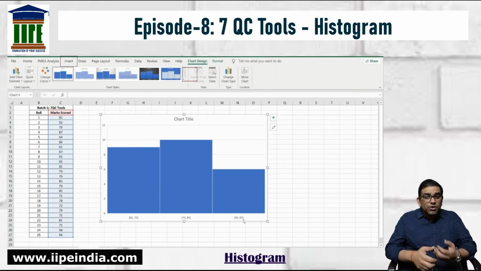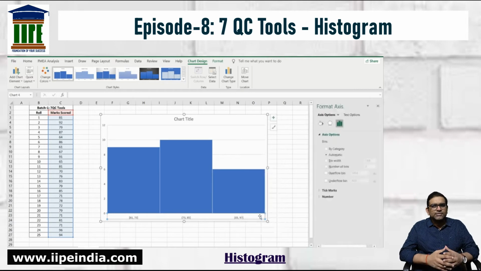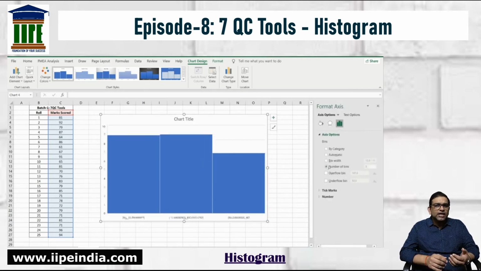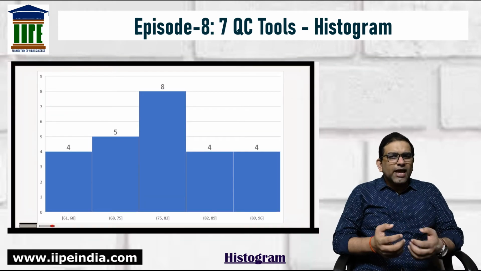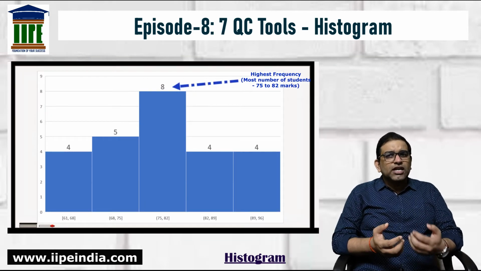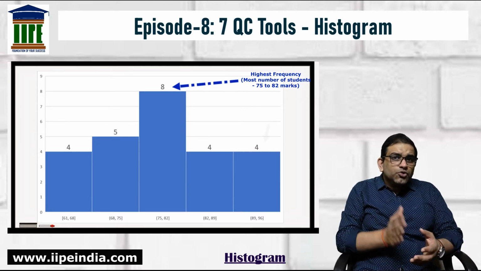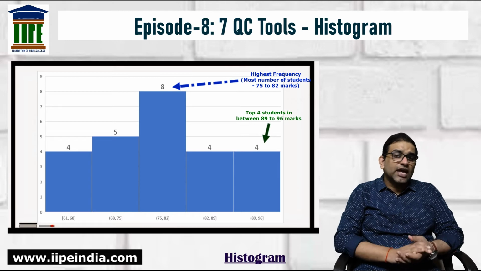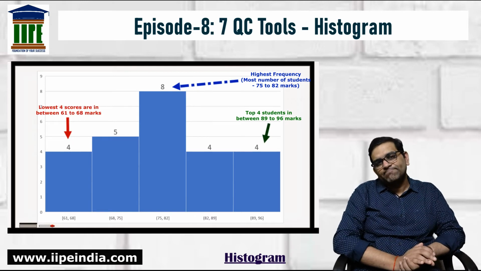We can also change the number of bins for analyzing a better distribution. Just right click on the x-axis and select format axis. On the right hand side of the screen, click on the number of bins and change it to the desired number, let's say 5. This histogram shows us the maximum participants' scores, which are 8 in number, between 75 and 82 marks. The top 4 students are between 89 to 96 marks, and the lowermost 4 are between 61 to 68 marks.